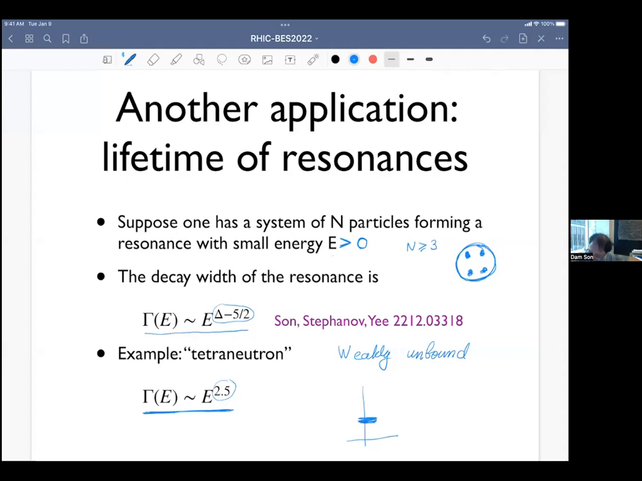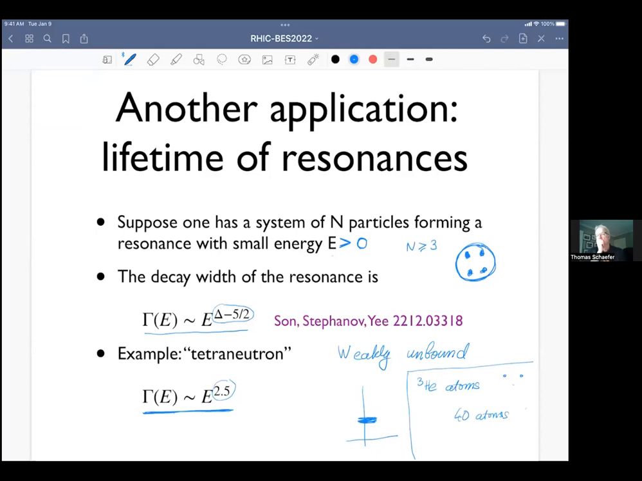Let's consider an example. Helium-3 atoms are such a system. They are rather far away from unitarity. Two of these particles do not form any bound state, and three neither, but four of the atoms would form a droplet, would form a bound state.